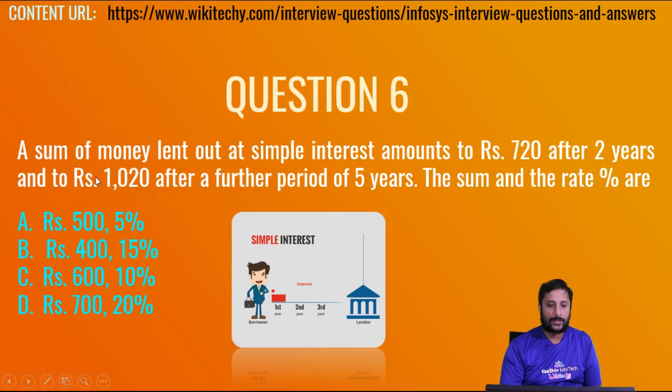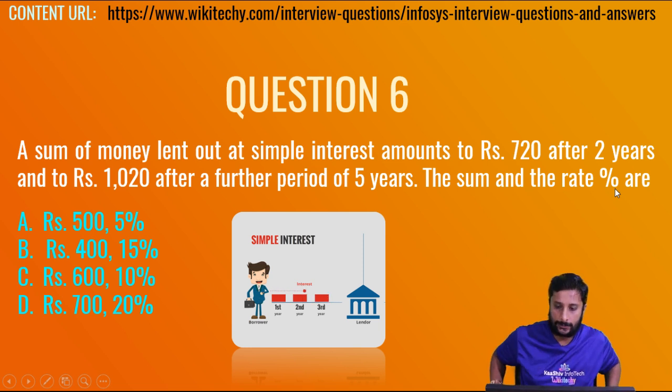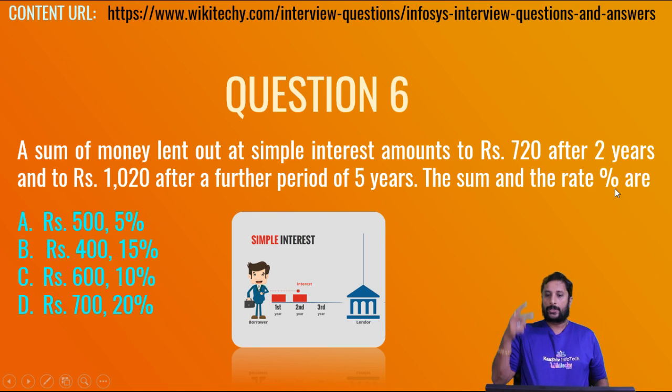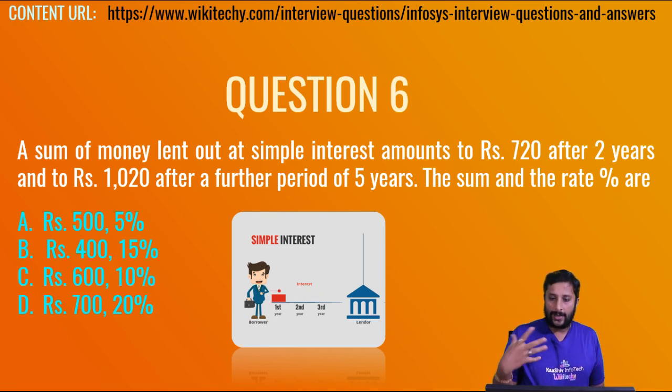Okay, let's move on to the next question. A sum of money lent out at simple interest amounts to rupees 720 after 2 years and 1020 after a further period of 5 years. The sum and the rate percentage are what? That's the question. In 2 years I got 720 rupees, and after 5 more years it is 1020. So the interest in 3 years is 1020 minus 720.